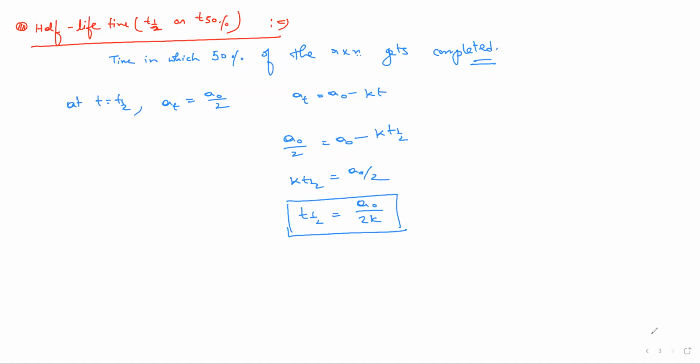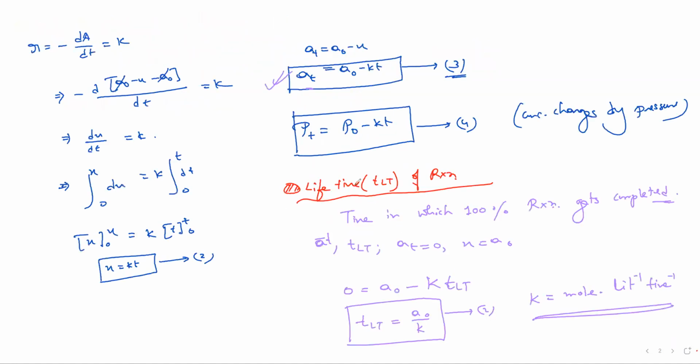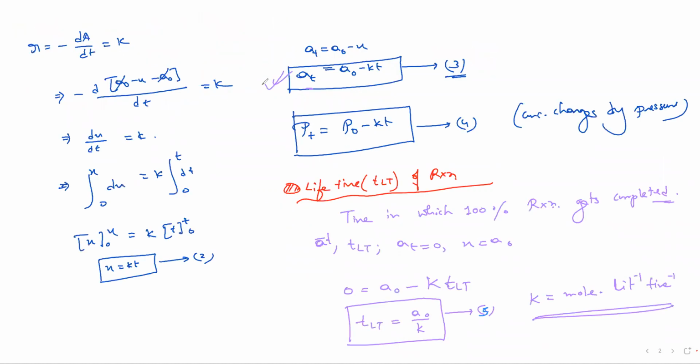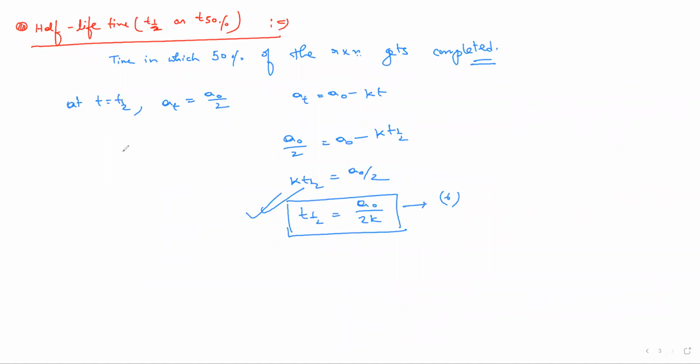Okay, this one is equation number 5, equation number 6. All these equations in between are the most important, these three equations. Next, we are going to the degree of dissociation. What is degree of dissociation? Degree of dissociation of zero order reaction.